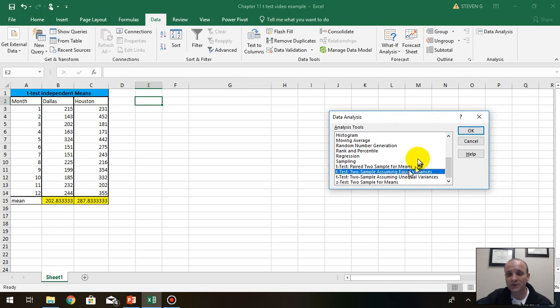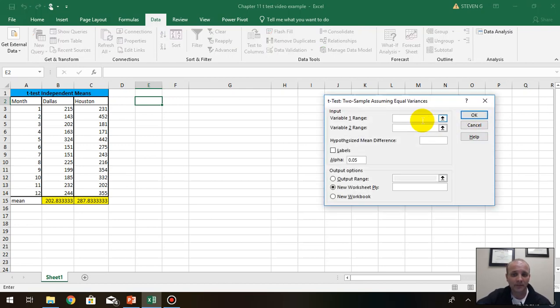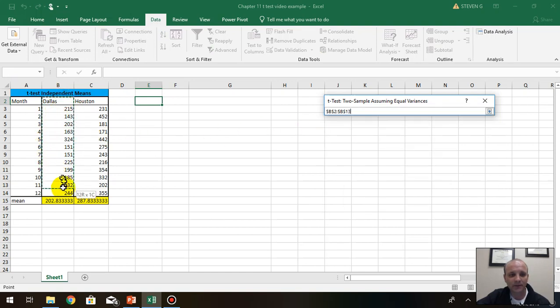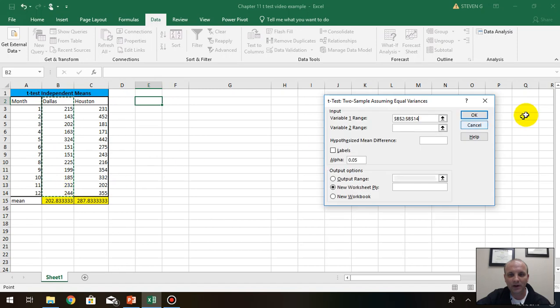Because we're going to make the assumption that the variances between the two are equivalent, okay? So variable 1 input range, this is going to be the Dallas one. So we're going to scroll through here. Notice it goes from B2 to B14, and that's correct, B2 to B14. And variable 2, we're going to look at Houston, do the same thing.